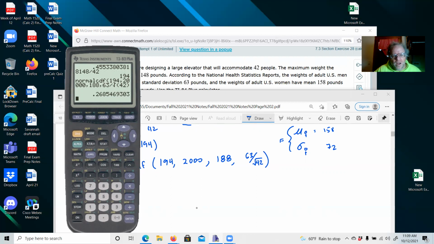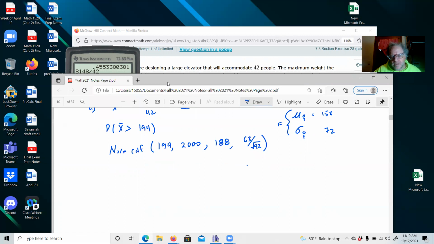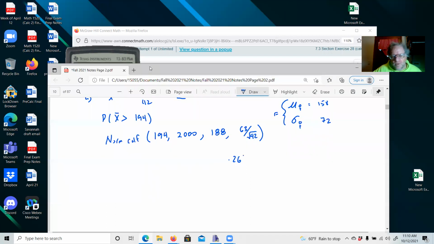All right, this seems a little high. Yeah, it does, but it seems a bit high. So that's 0.26854. This doesn't really count, so it's just 0.2685.